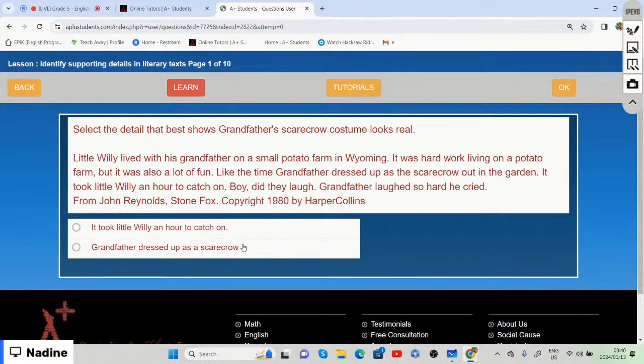So we need to select the details that best show grandfather's scarecrow costume looks real.